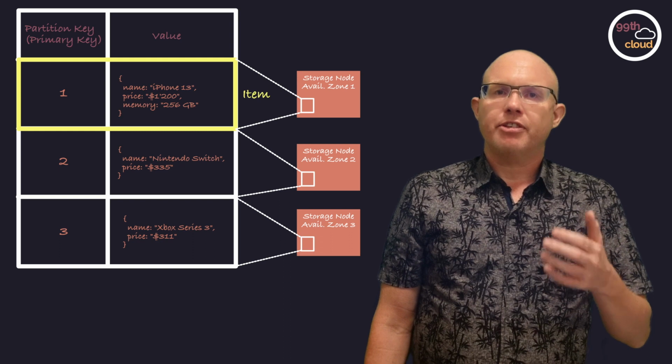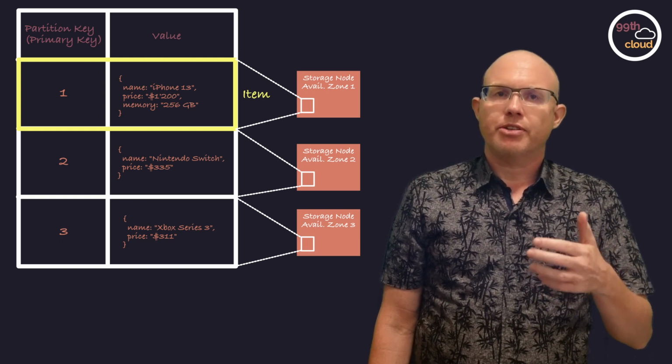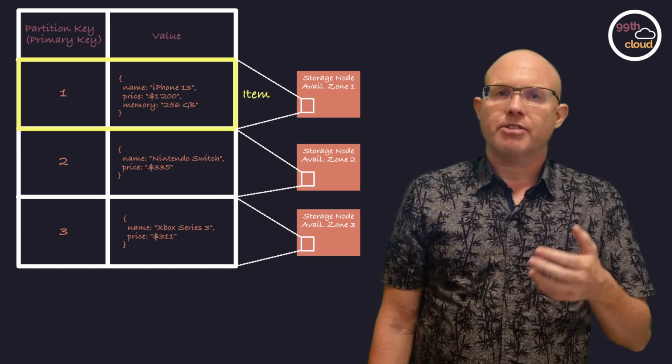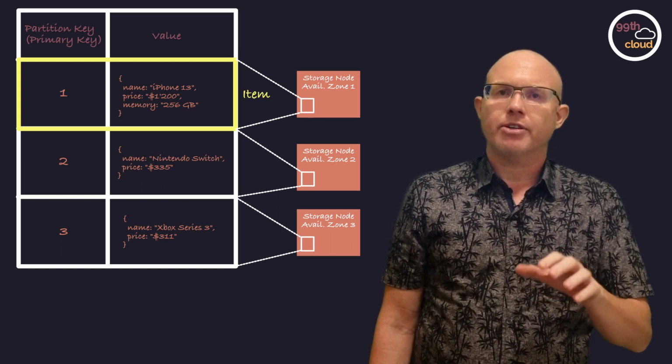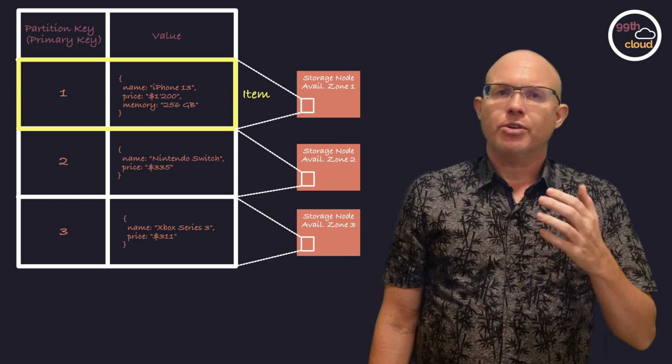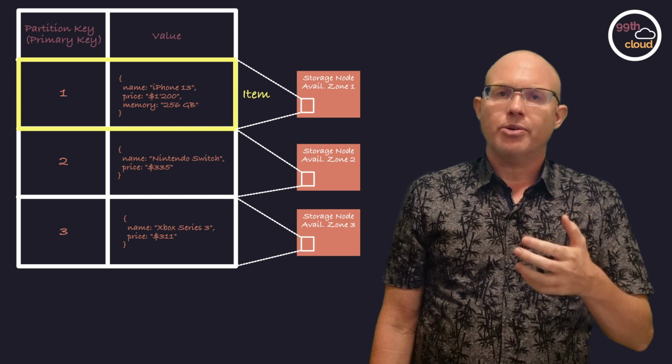Now this is fine for certain use cases where you just want to get single records, but what if you want to use filters to narrow down your query based on an attribute? For this you can use another key called the sort key, which we will look at next.